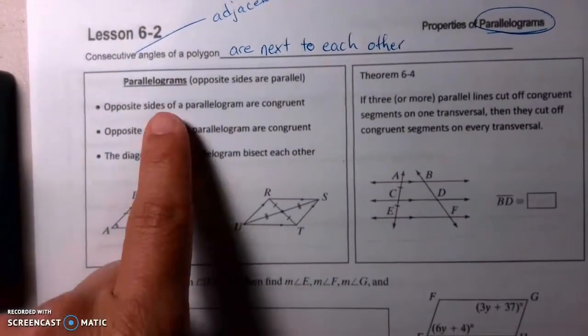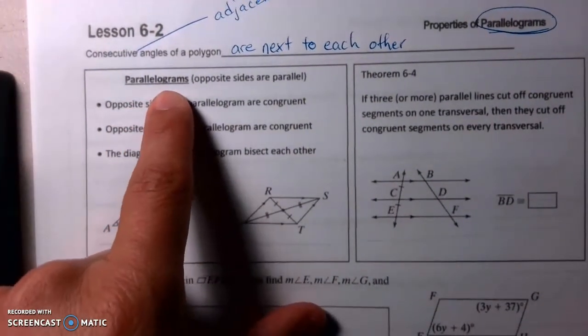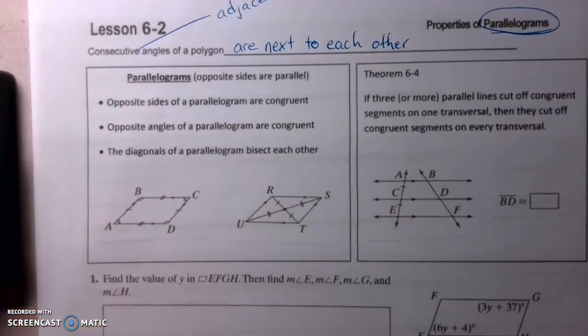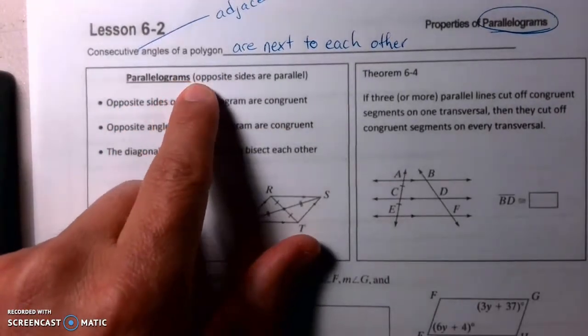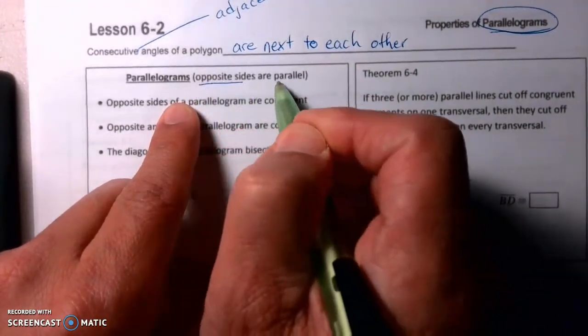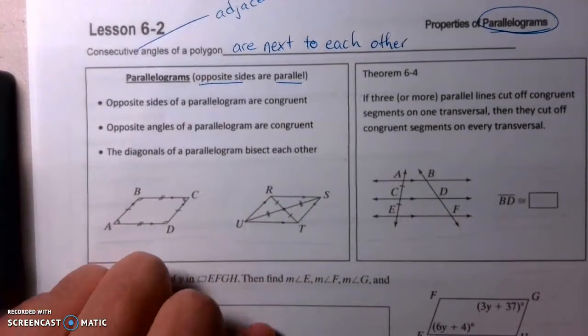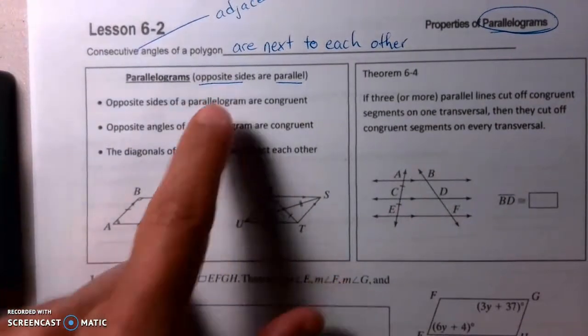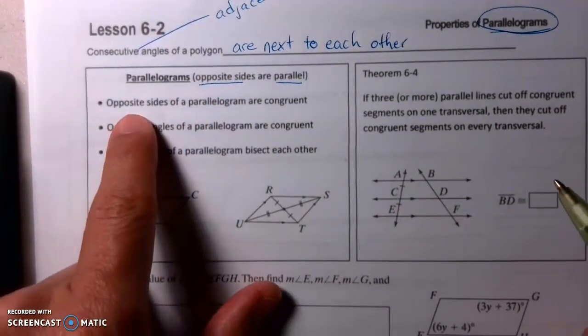Here we go. There are 4 bullet points here with parallelograms. Well, there's actually 3, but I'm going to add one more. Parallelograms. First of all, what is a parallelogram? It's a 4-sided figure where the opposite sides are parallel. Okay, but there's going to be much more properties than just opposite sides being parallel.